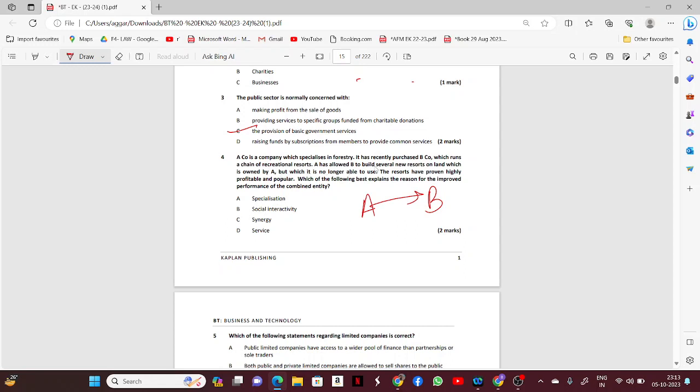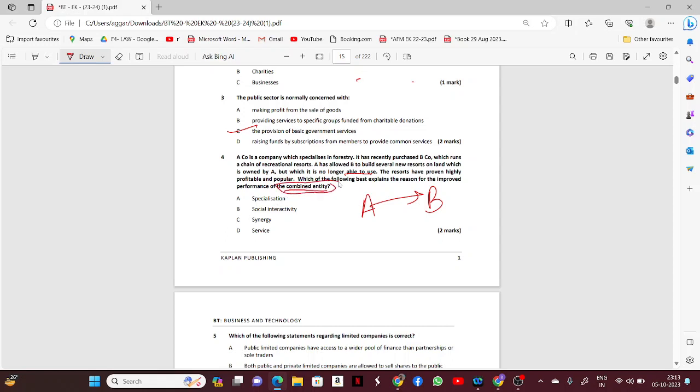A has allowed B to build several new resorts on land which is owned by A, but which it is no longer able to use. The resorts have proven highly profitable and popular. Which of the following best explains the reason for improved performance of the combined entity?